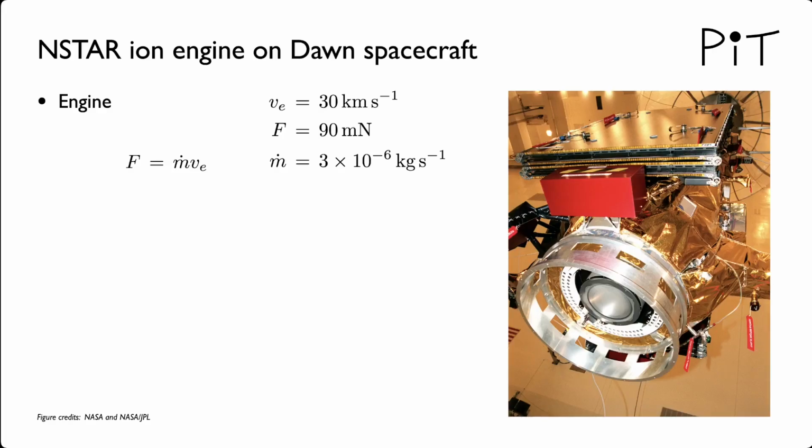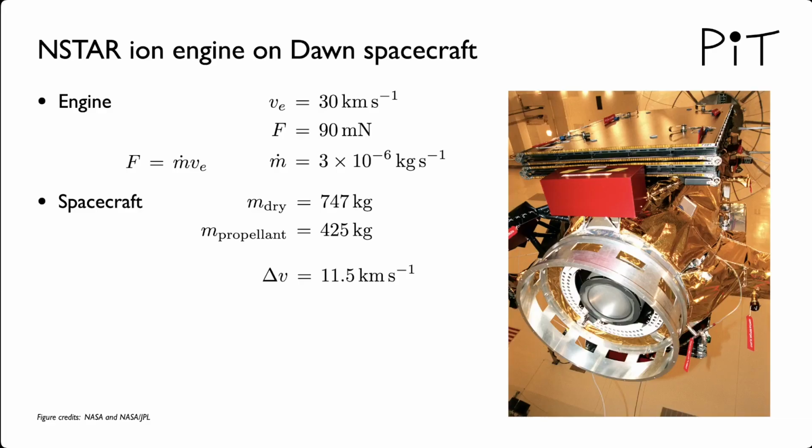Dawn had a dry mass of 747 kilograms. The dry mass is the mass without any fuel or propellant, and it carried an additional 425 kilograms of xenon propellant for the ion engine. Now, whereas most chemical rockets have many times more propellant mass than dry mass, we see that Dawn has actually less propellant mass than dry mass. But on account of the large effective exhaust velocity, this was enough to allow the spacecraft to achieve a total delta V of 11.5 kilometers per second over the mission lifetime.